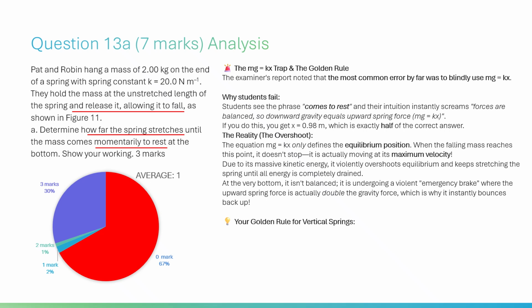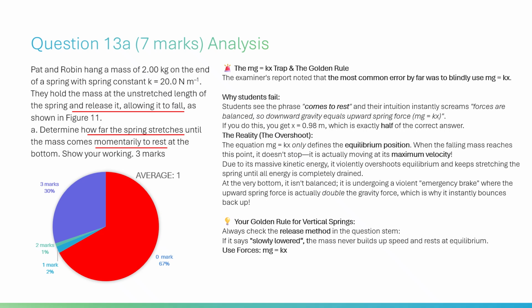Your golden rule for vertical springs. Always check the release method in the question stem. If it says slowly lowered, the mass never builds up speed and rests at equilibrium. Use forces, mg equals kx. If it says released or dropped, the system is dynamic and overshoots equilibrium. Use energy, mgx equals 0.5 times k times x squared.